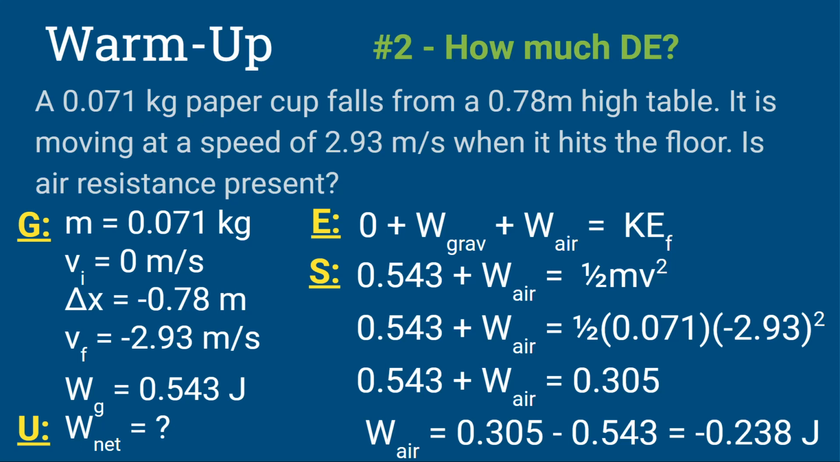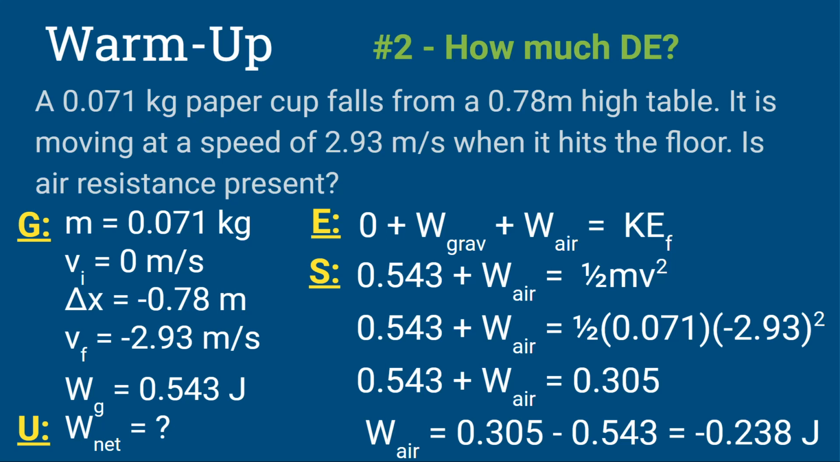Now, when you report your answer, if I say how much energy is dissipated, you don't type the negative because it's implied. If I say dissipated, it's implied that it's lost. So you just need to type 0.238 joules. If I ask you for work done, you then need to type the negative because it's not implied anymore. Are there any questions about the warm-up?